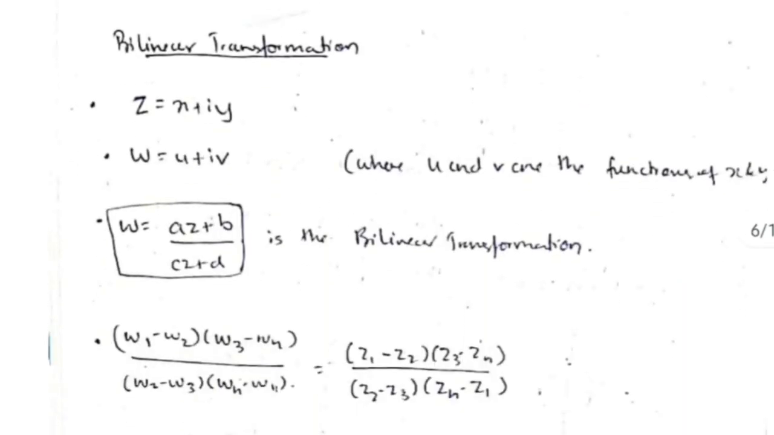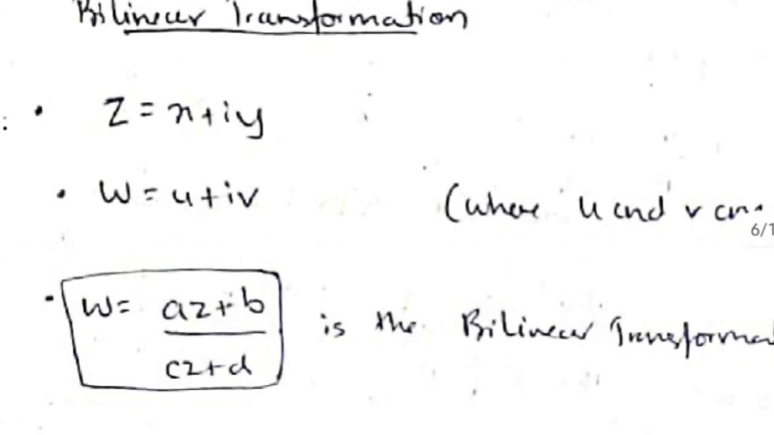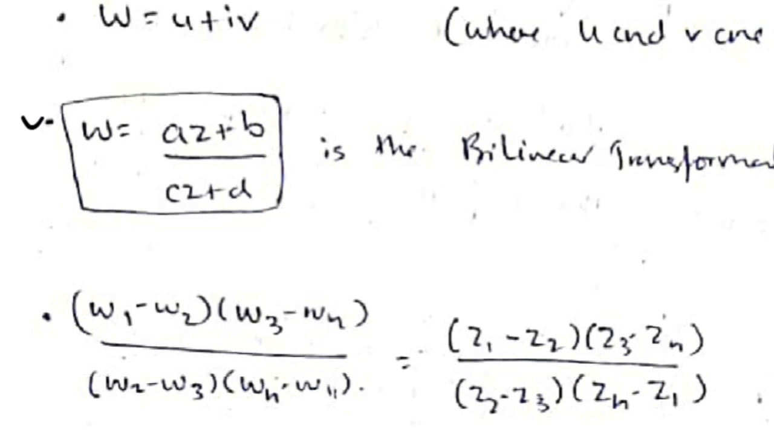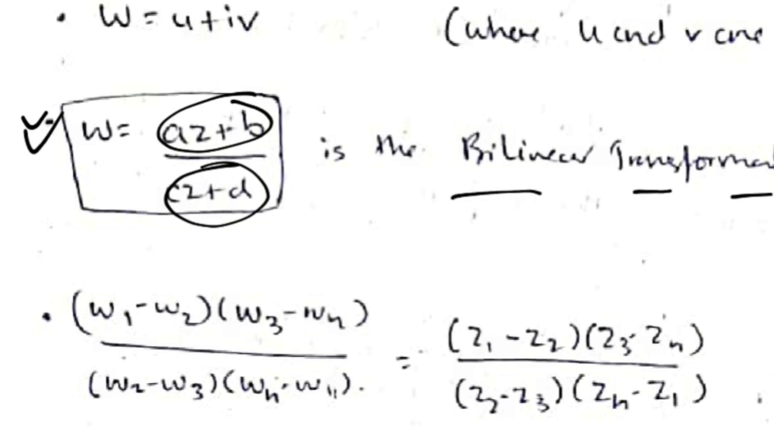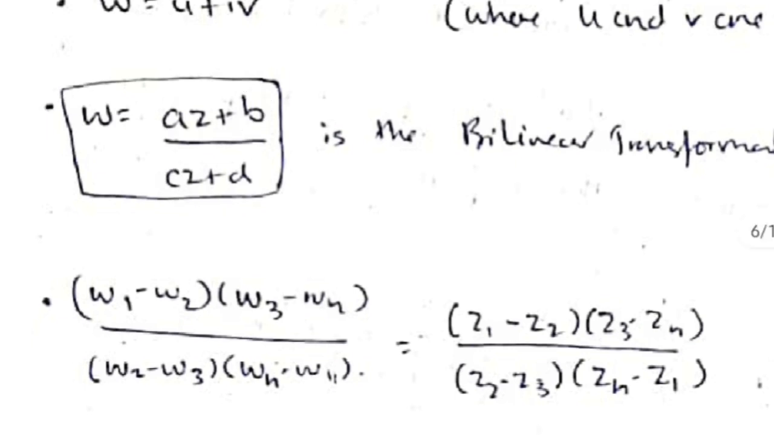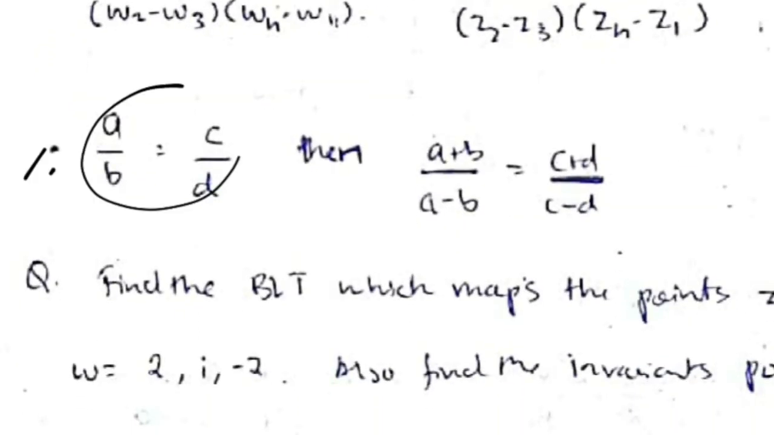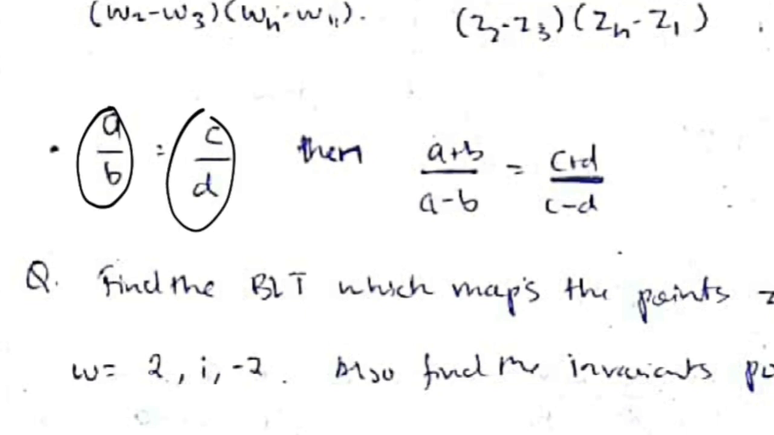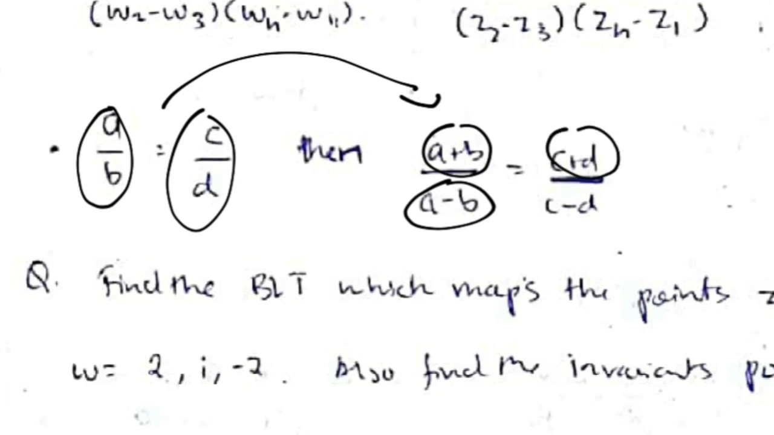Before that, let's recap the values of z and w: z is x plus iy and w is u plus iv, where u and v are functions of x and y. And we have to get the equation of w as az plus b divided by cz plus d. If you get this equation, that is the bilinear transformation. We will be using this formula quite often, so remember this formula, and we will be writing the equation from this form to this form. If it is given a by b is equal to c by d, we can write the equation in this form: a plus b divided by a minus b is equal to c plus d by c minus d.